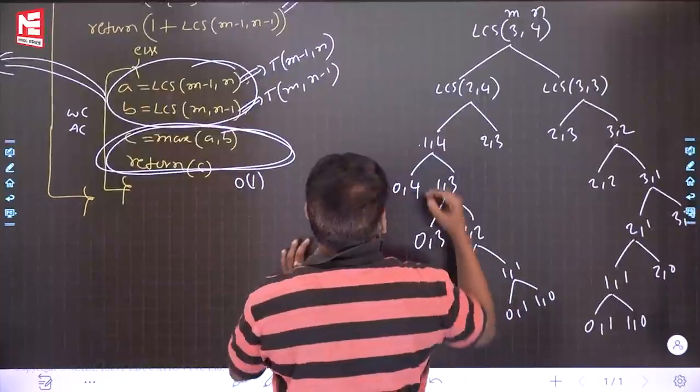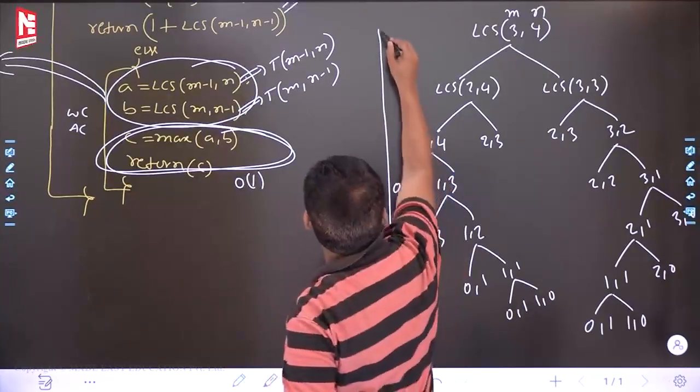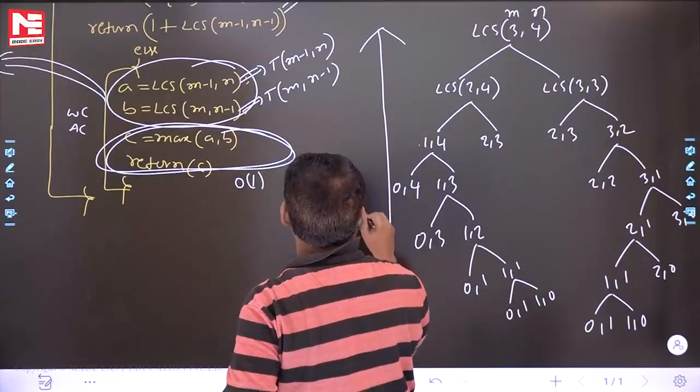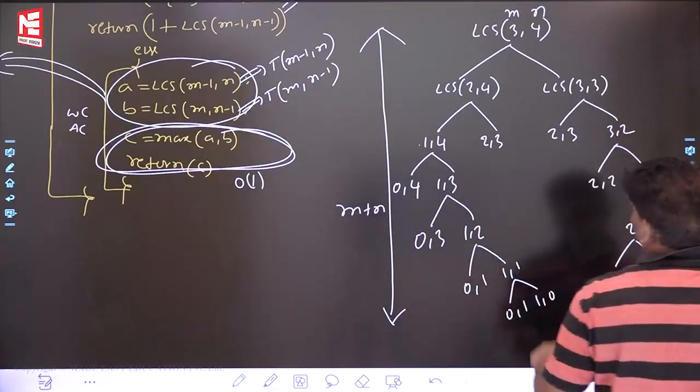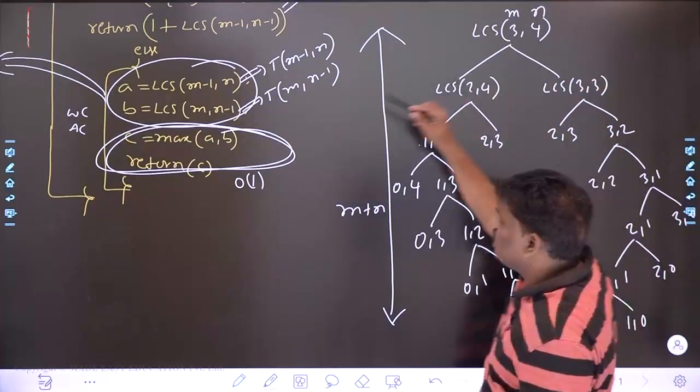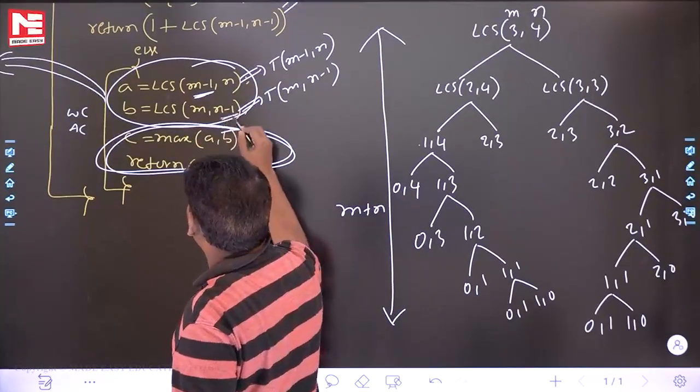See this one. Listen carefully. LCS of M comma N will generate an M plus N level tree. Some people are asking how. See this one. What is the first function called? M decrementing. What is the second function called? N decrementing.